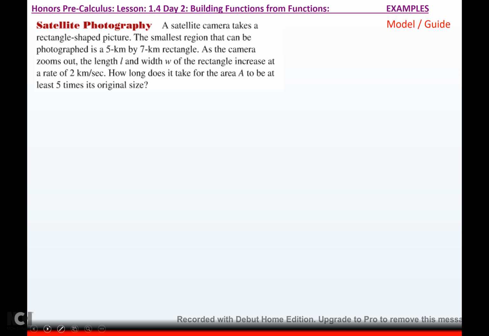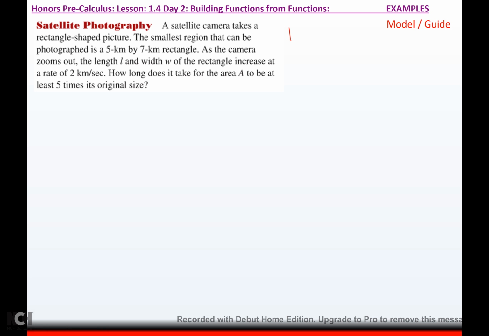Alright, so now we've got something interesting. We've got a satellite camera takes a rectangle-shaped picture. The smallest region that can be photographed is a 5 by 7 rectangle. As the camera zooms out, the length L and W of the rectangle increase at a rate of 2 kilometers per second. How long does it take for the area A to be at least 5 times its original size?